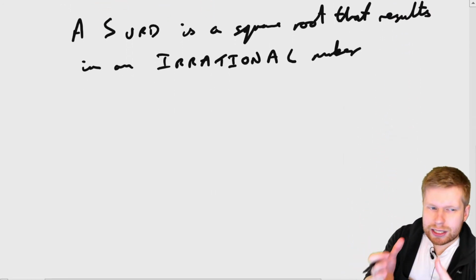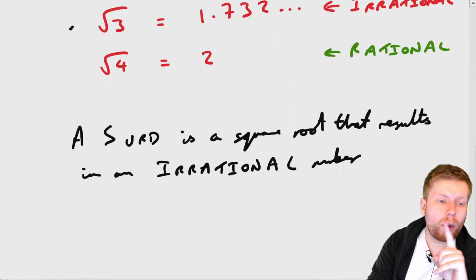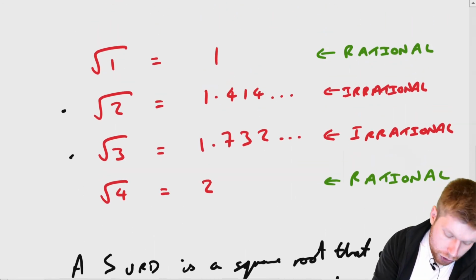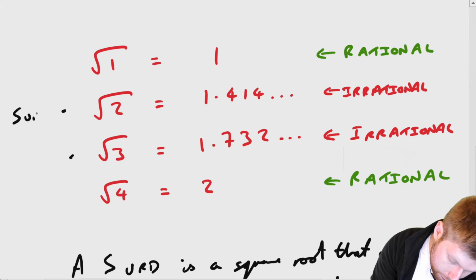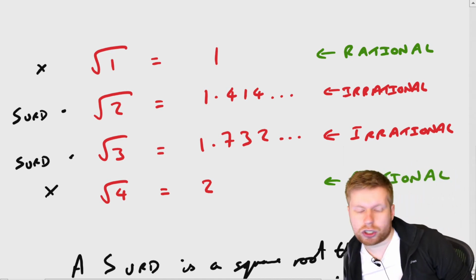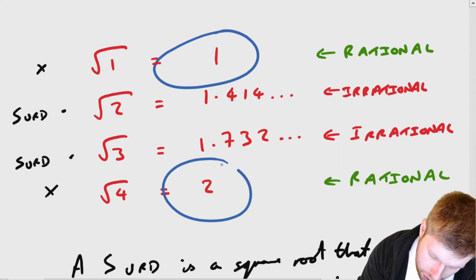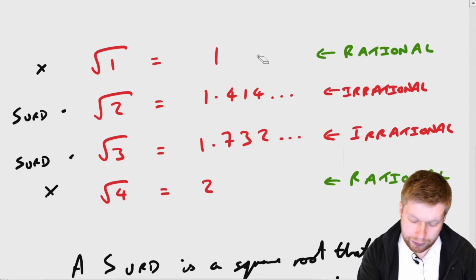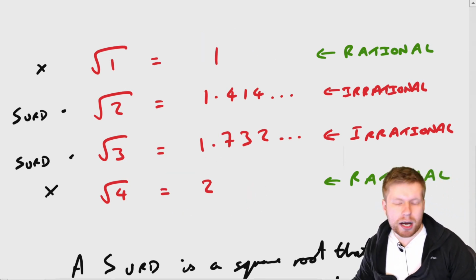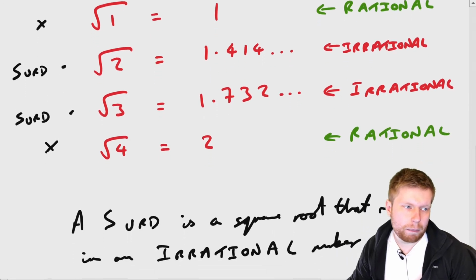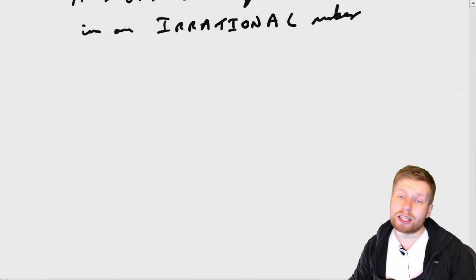Now it's okay, we can still work with surds. By the way, I should point out that square root of 2 is a surd, square root of 3 is a surd, but these are not surds. So square root of 1 is not a surd, square root of 4 is not a surd. The reason is that they result in nice rational numbers on the right hand side. If it results in a nice integer, it's not a surd.